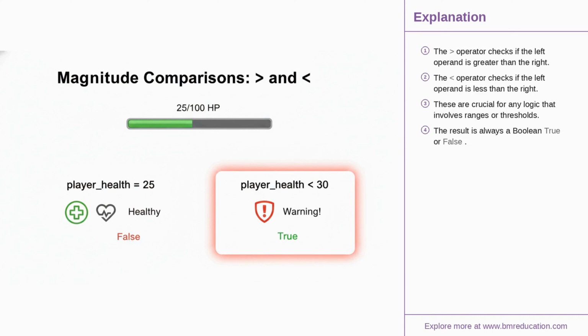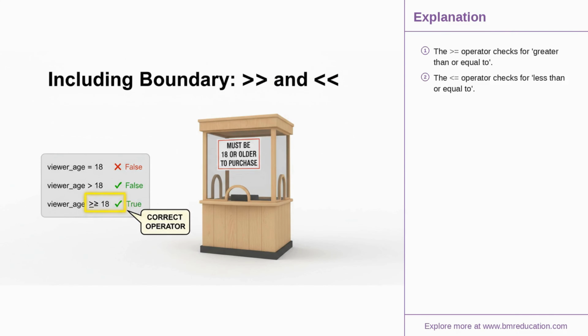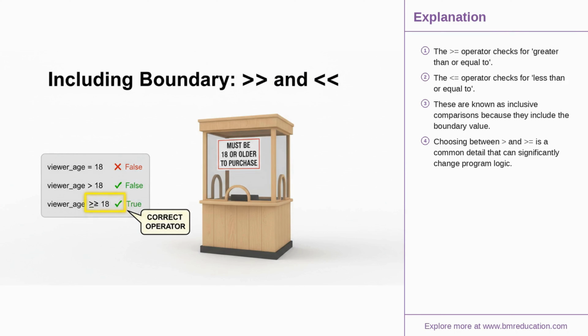These are essential for checking if a value falls within a certain range, like checking if a temperature is above freezing or a score is below the passing grade. But what if you want to include the boundary value in your check? For example, is a score of 50 greater than or equal to the passing grade of 50? For this, we have greater than or equal to and less than or equal to. They work just like their counterparts, but return true if the values are also equal.